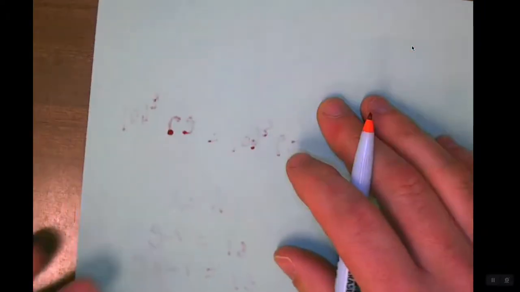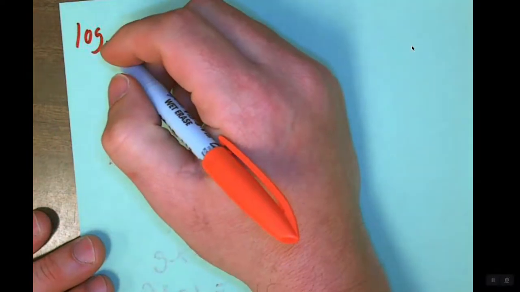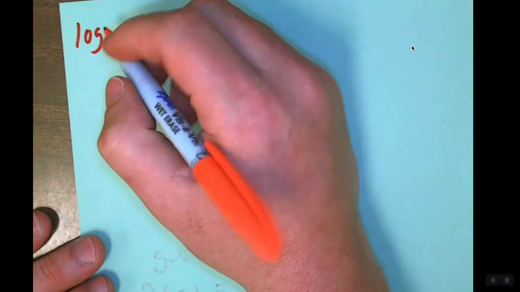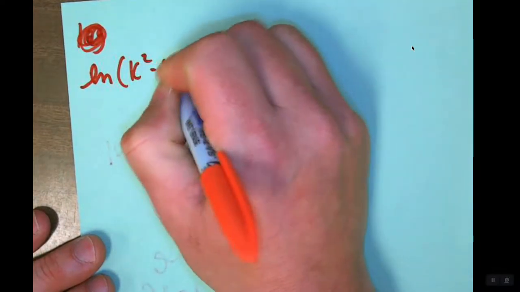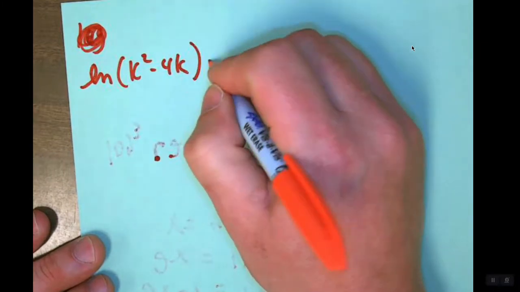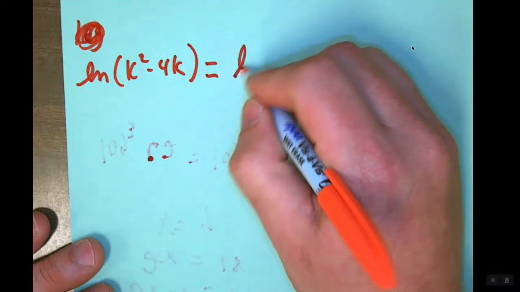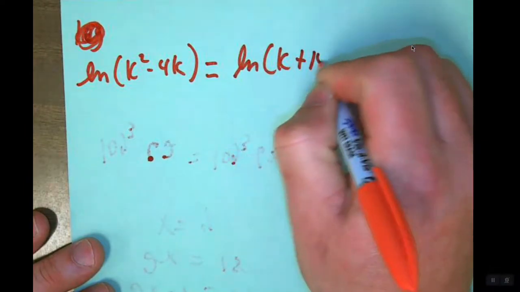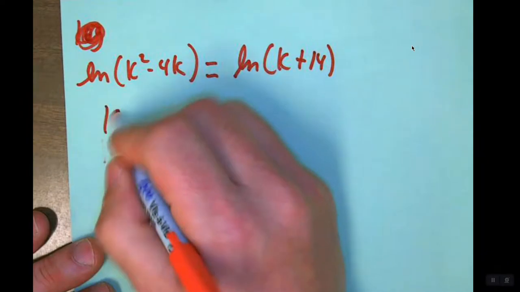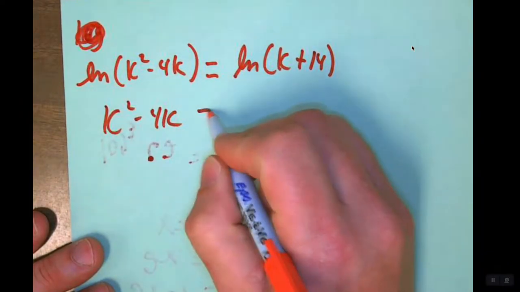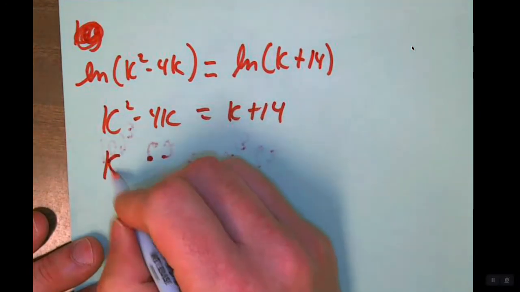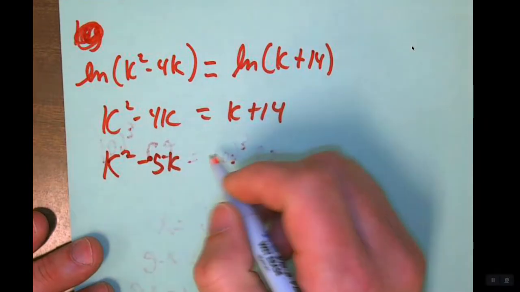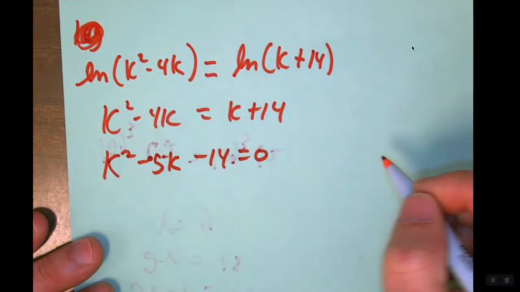Well, let's look at another one, like number 3 here in your packet. Actually, no, let's look at number 2. Number 2 would be better. You got natural log of k squared minus 4k equals natural log of k plus 14. Just do k squared minus 4k equals k plus 14. Oh my goodness, look at that. It's a quadratic. Bring this stuff over. I get k squared minus 5k minus 14 equals 0. And then you just factor that bad boy.